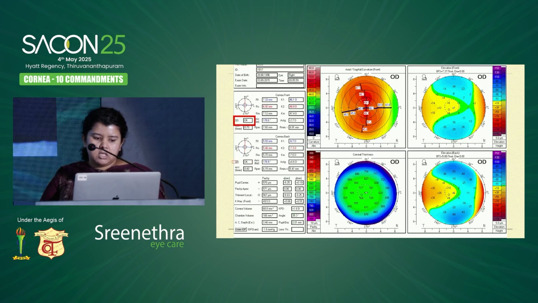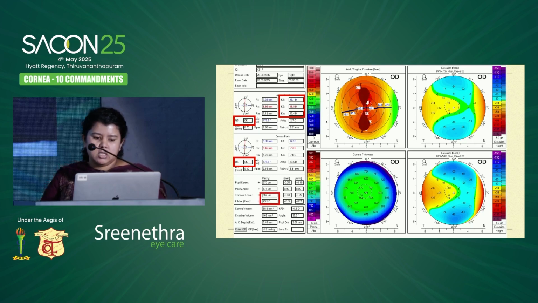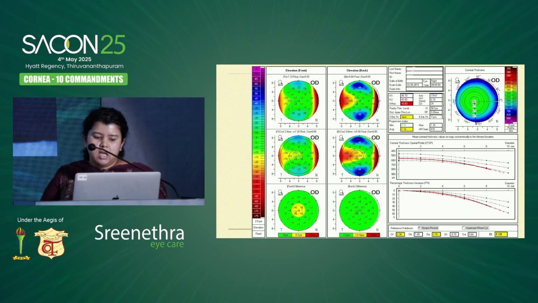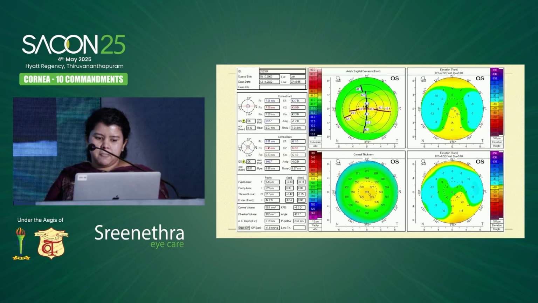In this patient, you can see the Q scan is normal. The K readings are on the higher side. The K2 is 48.8. The pachymetry is normal. Here you can see a symmetric bow tie pattern. And on the Belin-Ambrosio curve, the front elevation is higher, and the rest of the readings are normal. And all the parameters are in yellow color. So we have to view it with caution and rule out keratoconus.